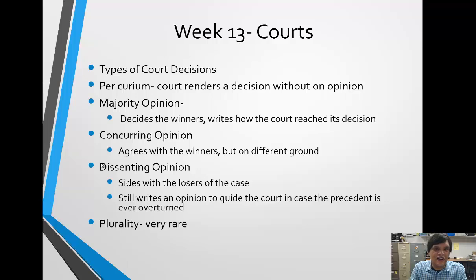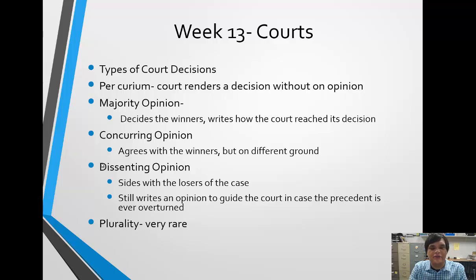They still write an opinion, though, to maybe guide future courts that may look to overturn the case, or if another case with a similar background comes up. Justices may look back at the dissenting opinions and say, well, you know what, that dissenting opinion, back then it may have been wrong, but now it actually applies to the case before us. And so if the precedent is ever overturned, the dissenting opinion has a lot of say in that ultimate decision. So the dissenting opinion may side with the losers of the case now, but may be important in the future.